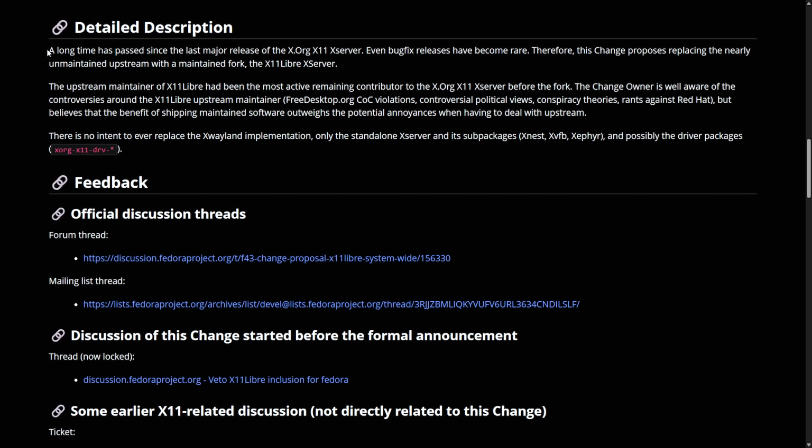The detailed description here for the proposal goes: a long time has passed since the major release of Xorg X11 server. Even bug fix releases become rare. Therefore, the change proposes replacing nearly unmaintained Upstream with a maintained fork, the X11 Libre X server. And overall, I think this is quite exaggerated, this unmaintained Upstream with a maintained fork, merely saying that Enrico's new X11 Libre is, quote unquote, maintained. Well, I'd say it's new.